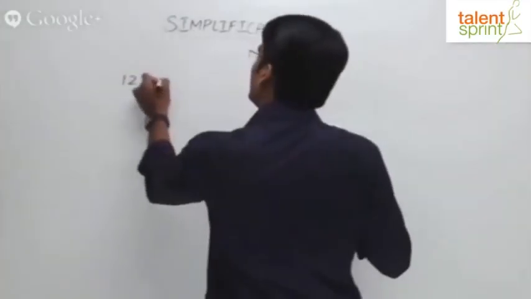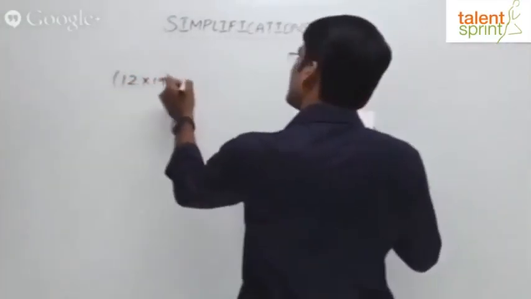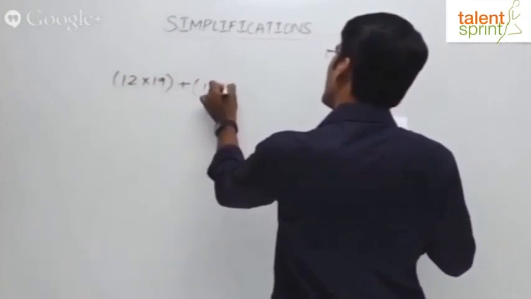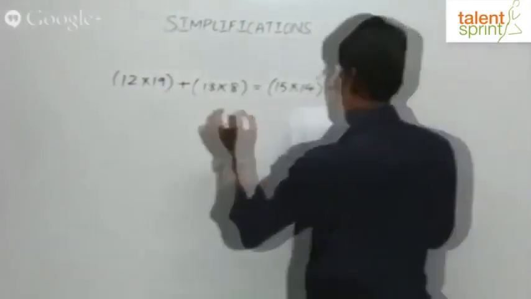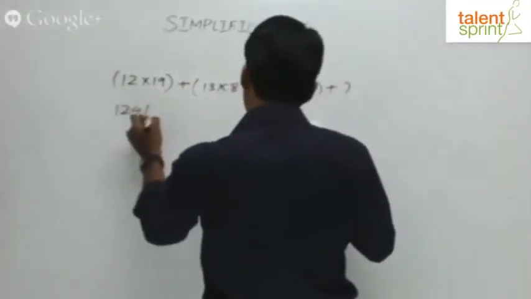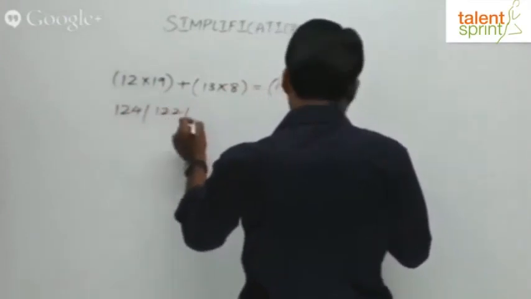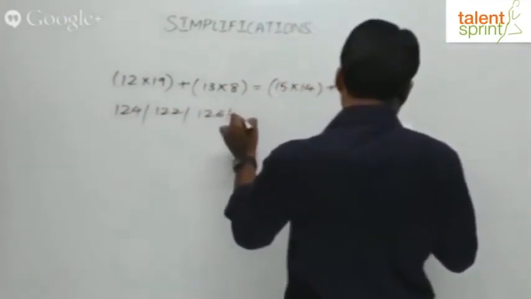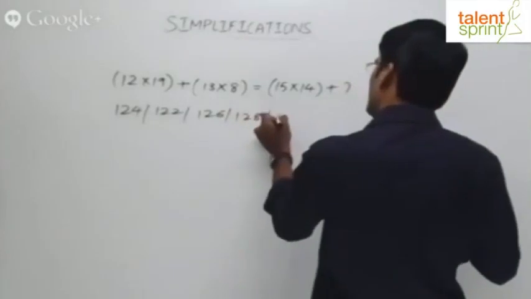12 into 19 plus 13 into 8 equals 15 into 14 plus question mark. So options are 124, 122, 126, 128, fifth option none.